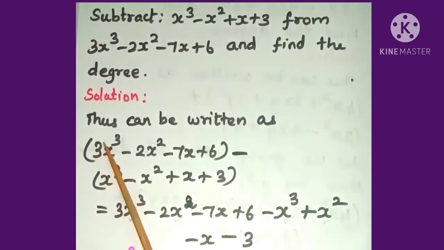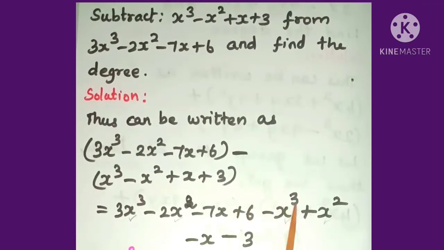So here write down, thus it can be written as 3x cube minus 2x square minus 7x plus 6, and put the minus sign because we are subtracting, and then x cube minus x square plus x plus 3, which is the second expression. Now we can use the product of integers rule, or when there is a negative sign before the brackets, it can be removed by changing the sign of every term inside the brackets.